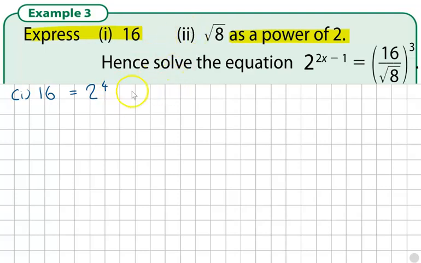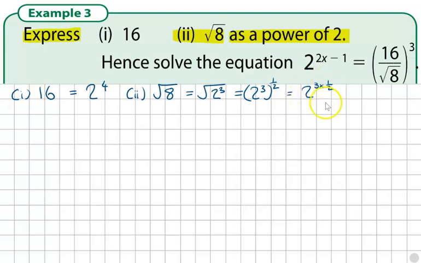Part 2, I want to express root 8 as a power of 2. So root 8 can be rewritten as root 2 cubed, because 2 by 2 by 2 is 8. So then I've got 2 to the power of 3, and I'm going to put brackets around it. And the square root, I'm going to rewrite as a power of a half. And then I'm raising a power to a higher power, so I multiply the powers. So I get 2 to the power of 3 multiplied by a half, which is 2 to the power of 3 over 2.